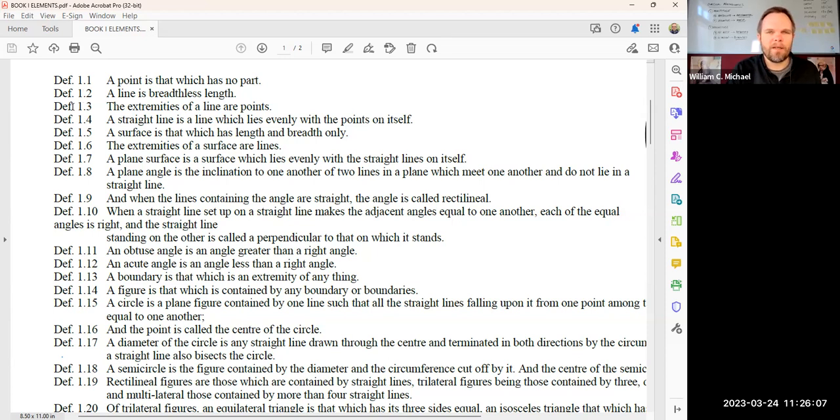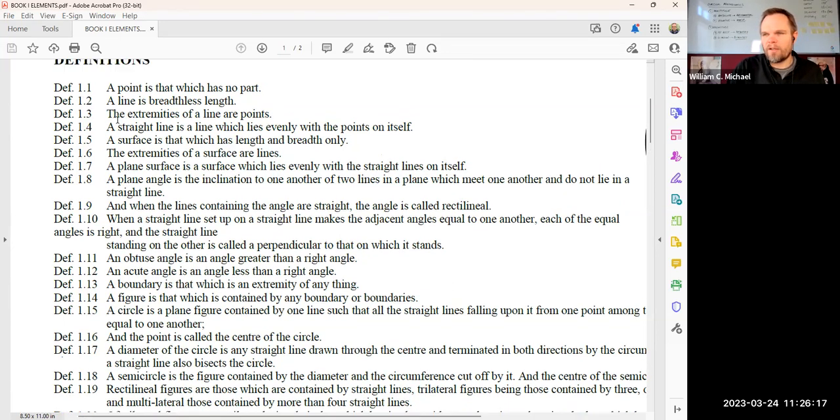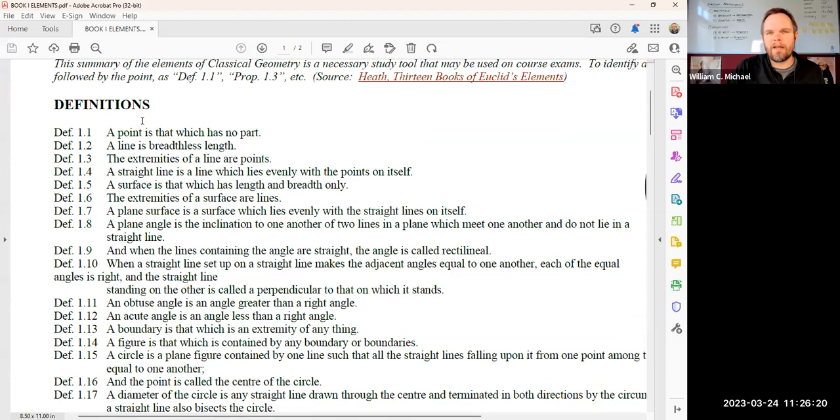The same is true for the postulates and axioms. The first number identifies the book. The second number identifies the actual number of the definition or postulate or axiom. So starting at the top, and this is going to get complicated, so buckle up and follow me here. It looks simple, but it's not so simple.